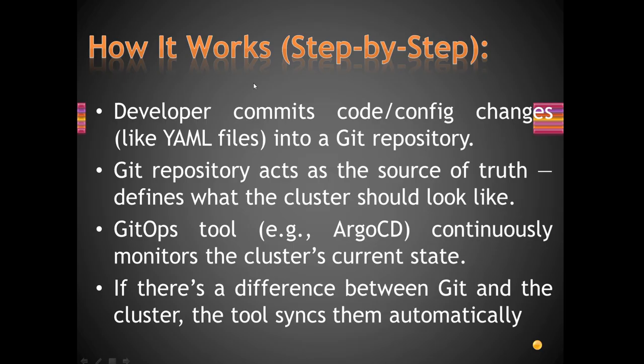How does it work? We can understand it step by step. Developers commit code and config changes like YAML files into a Git repository. The Git repository acts as the source of truth and defines what the cluster should look like. A GitOps tool, for example Argo CD, continuously monitors the cluster's current state. If there is a difference between Git and the cluster, the tool synchronizes them automatically.